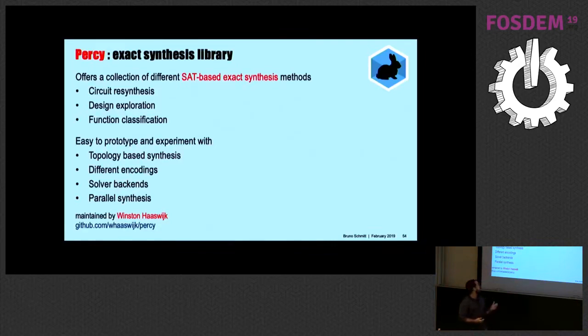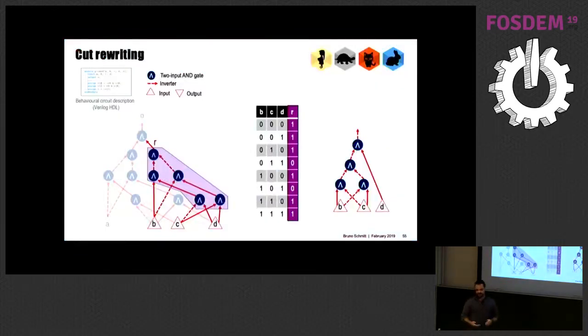It is easy to prototype and experiment with topology-based synthesis, different encodings, different SAT-solvers, backends, and parallel synthesis. So when we put this through Percy, it gives us a slightly better network for this cut that uses, instead of 5, 4 nodes.